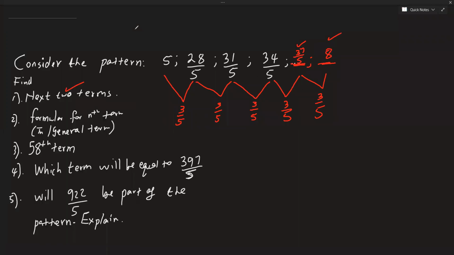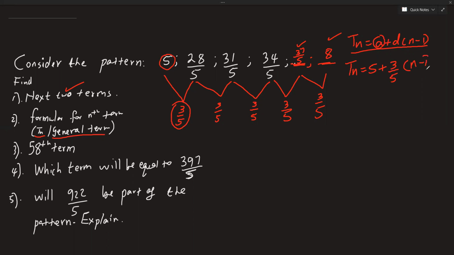Now they ask for the formula for the nth term. Sometimes they say the formula for the Tn, or the general term, or the value of the term in n position. Remember, Tn equals A plus D times n minus 1. This is the formula for the nth term. A is the first term, so A goes with 5. Therefore, Tn equals 5 plus the number that you are adding all the time, which is your difference. In this case, we're adding 3 over 5.